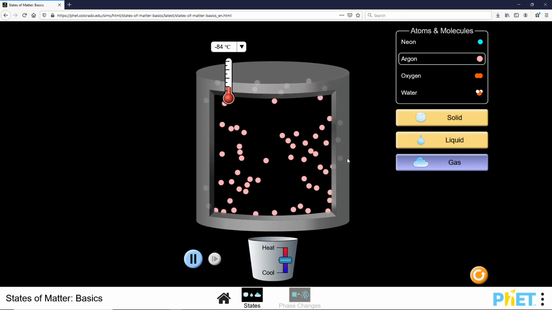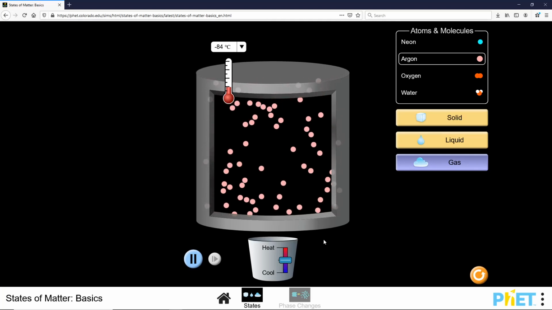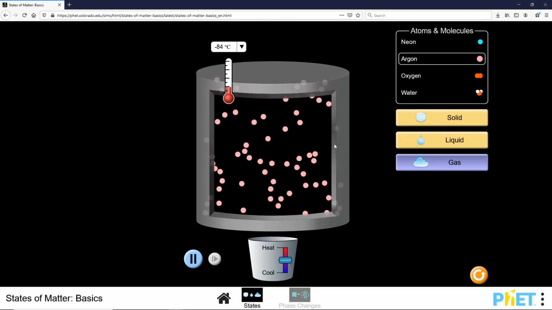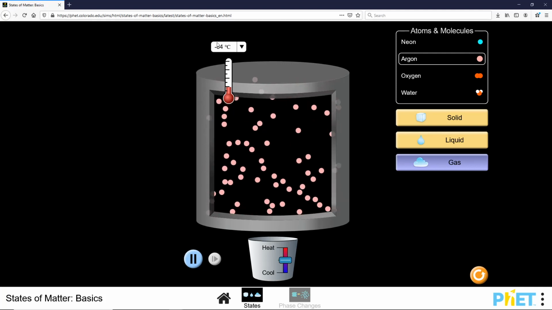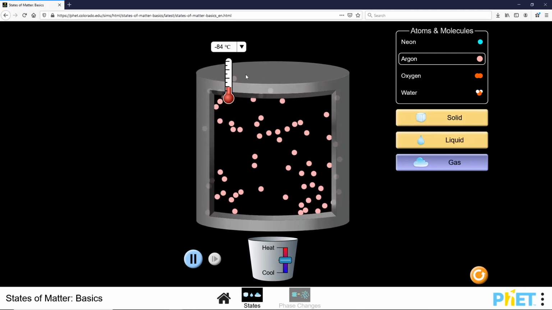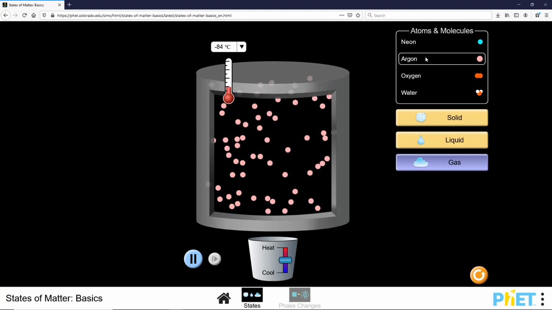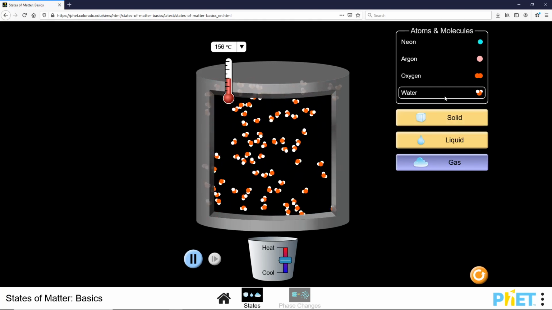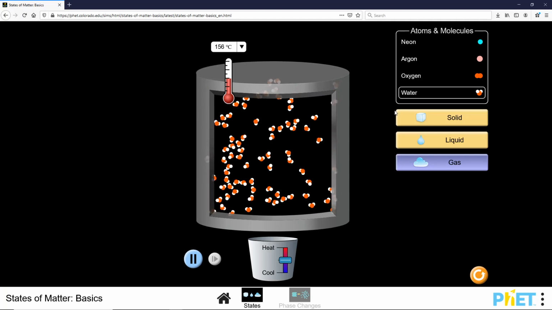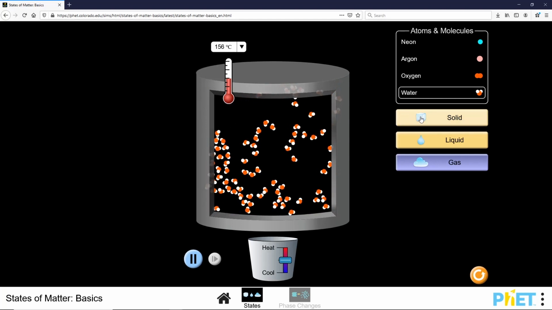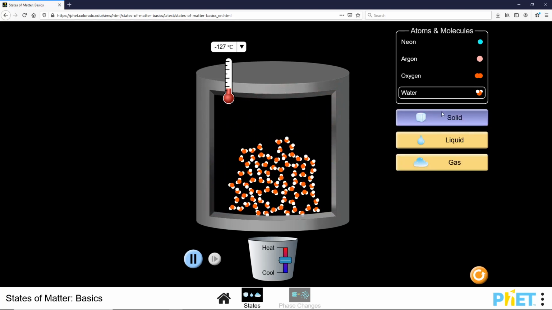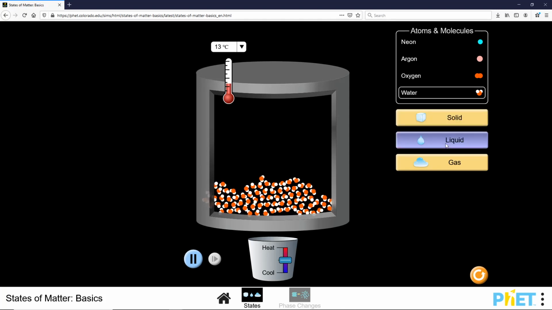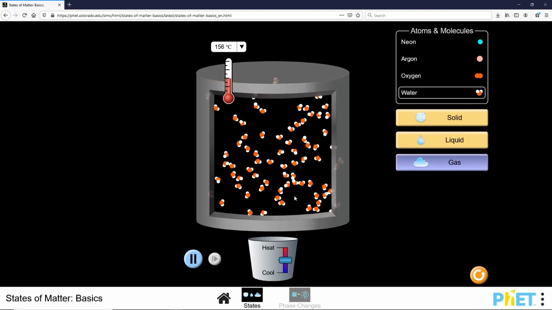So here is a simulation that is basically the states of matter. Now, I'm going to post a link to this so you can have a little bit of a play with it. But basically, it gives us different atoms and molecules up here and the different states that they're in. So if I go to water, the example that we were just using, we can look at water in solid form, in liquid form, and in gaseous form.